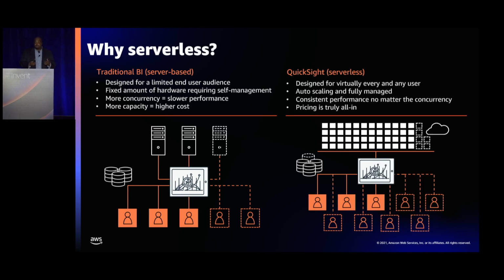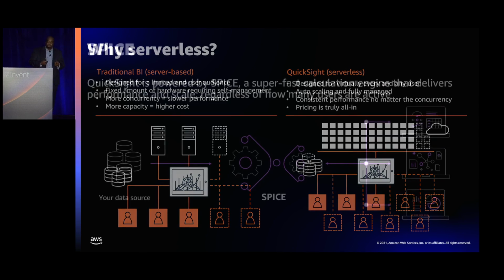Now, from a QuickSight perspective, it's designed for virtually every and any user, right? So we have auto scaling, and it's fully managed, and it's all baked in. And then you have that consistent performance, so no matter the concurrency, it's gonna scale. Internally, we have hundreds of thousands of users at this point, and so the pricing is truly all in when you think about the QuickSight layer and what it means to be serverless.